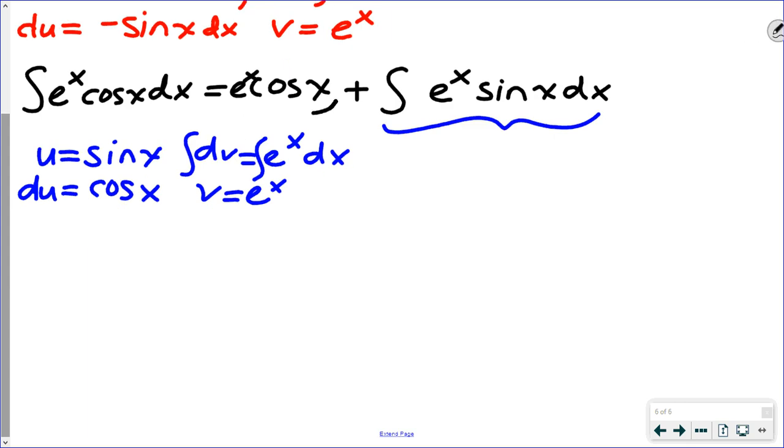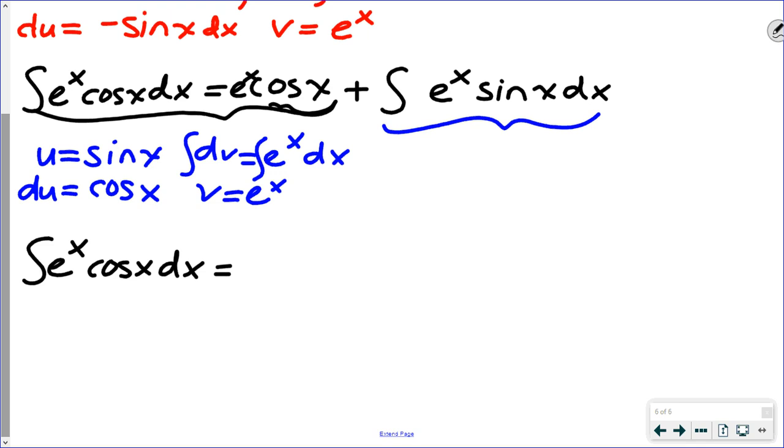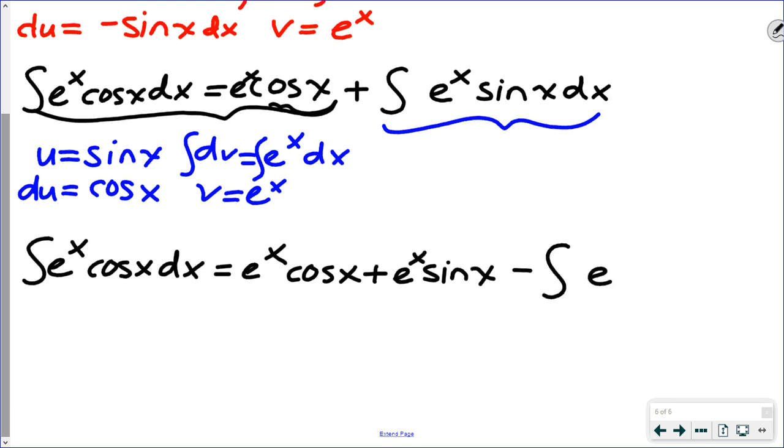Okay, so I'm going to bring all of this down. So our original integral, and we know that equals e to the x times cosine of x. Okay, plus, and then we're going to do integration by parts again. So we're going to do u, which is sine of x, times v, which is e to the x, minus the integral of v, which is e to the x, times du, and I keep forgetting my dx. Okay, so du is cosine of x times dx, so cosine of x dx.